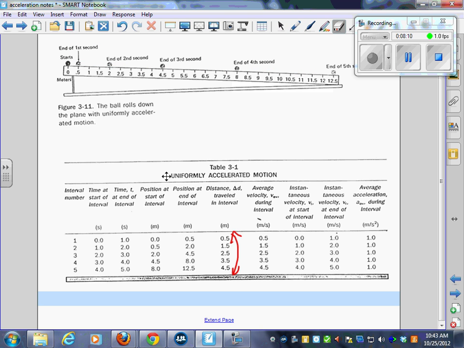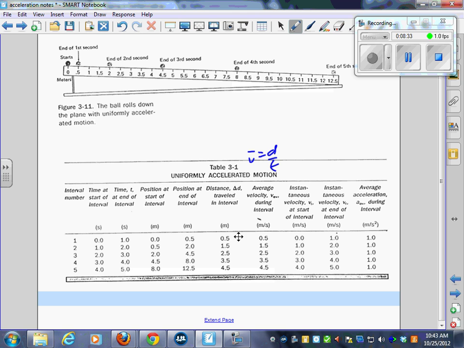Okay. So I take the distance traveled and divide by the time. Right above this column, I'd like you to write V bar equals D over T. What was its speed during that interval? Well, how far did it go in the first interval?